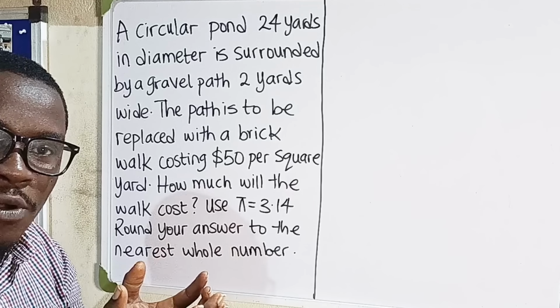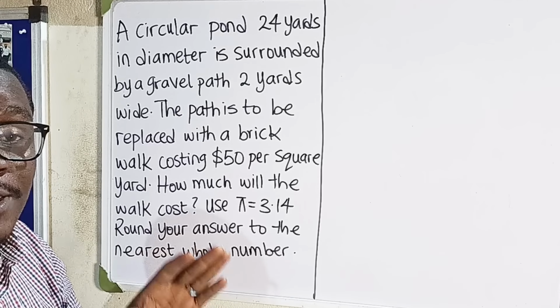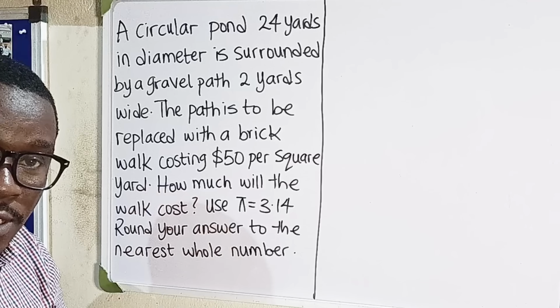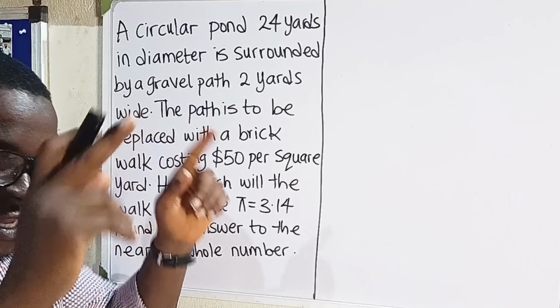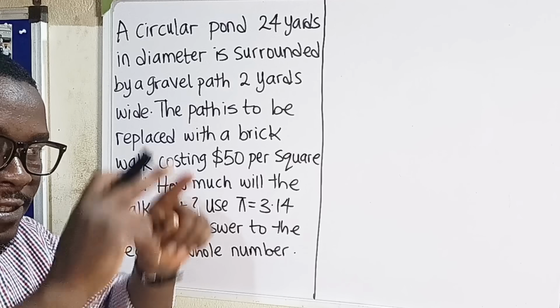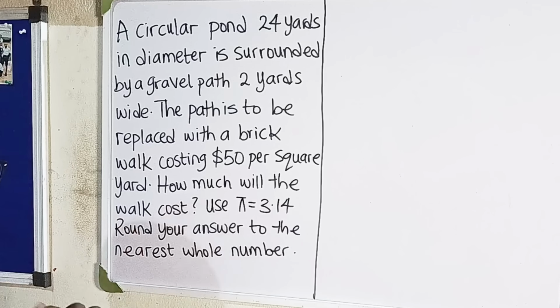Okay, so we have a circular pond whose diameter is 24 yards, and also there is a gravel path that surrounds it. That gravel path is 2 yards wide. Okay, so can you have a picture of that? A circular pond and then a circular gravel path around it. So let's draw that before we continue.